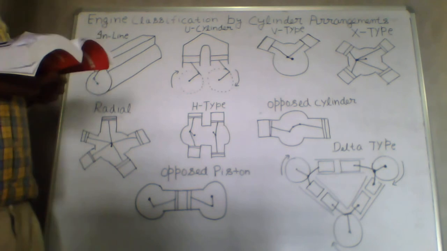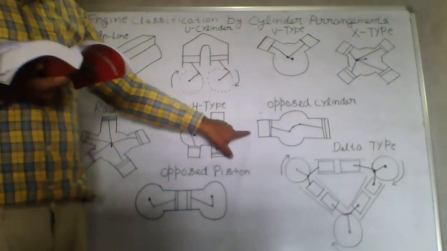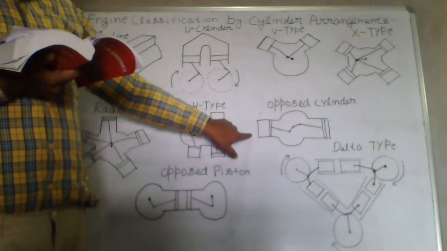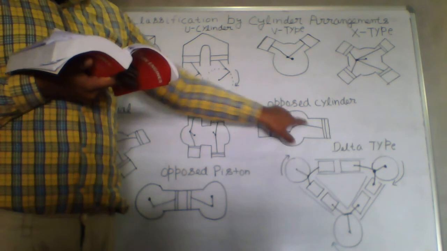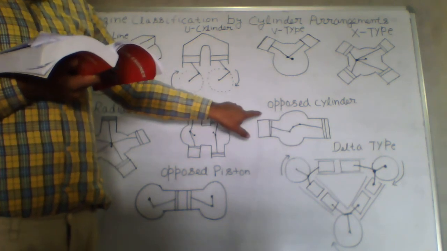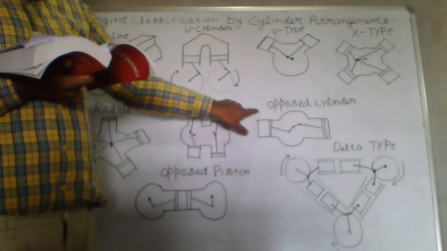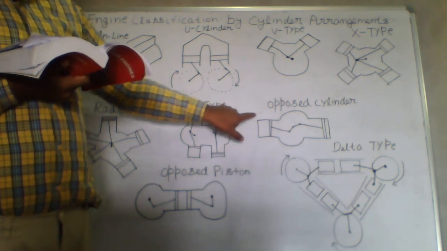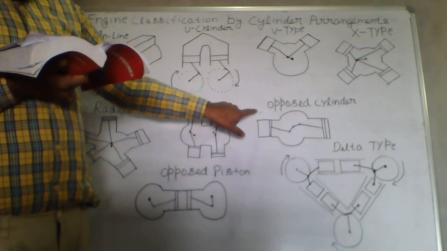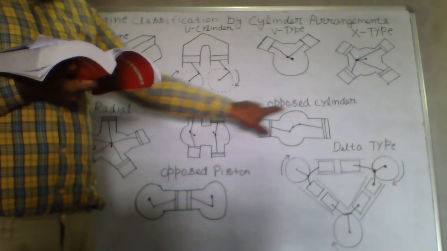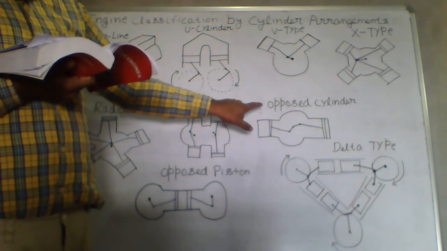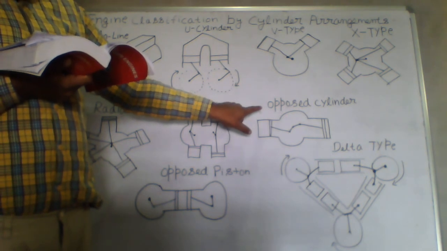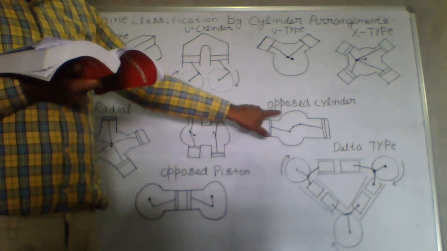The next is the opposed cylinder engine. This engine has two cylinder banks located on the same plane, on opposite sides of the crankshaft. It can be visualized as two inline arrangements 180 degrees apart. It is inherently a well-balanced engine and has the advantage of a single crankshaft. This design is used in small aircraft.